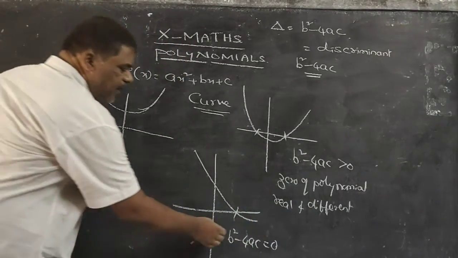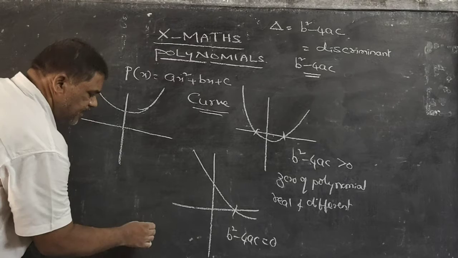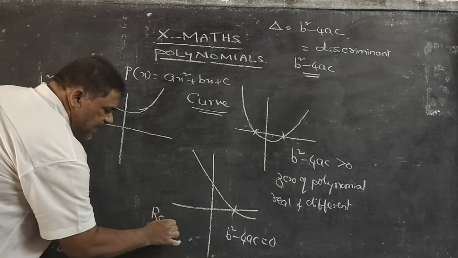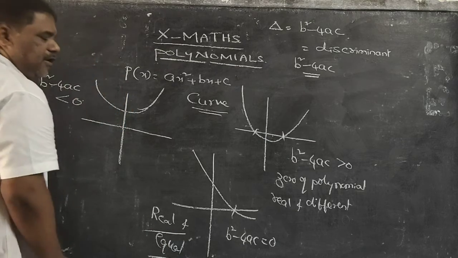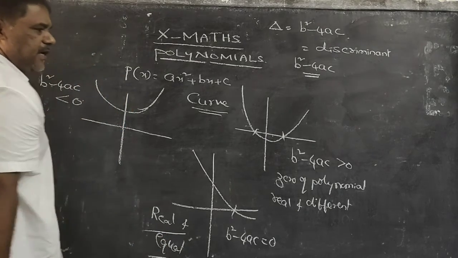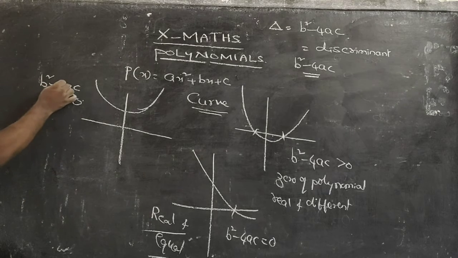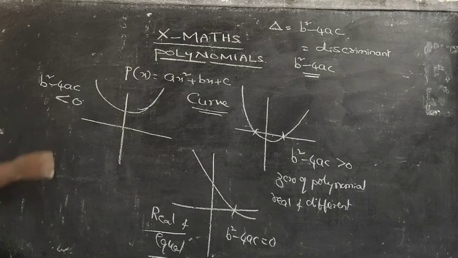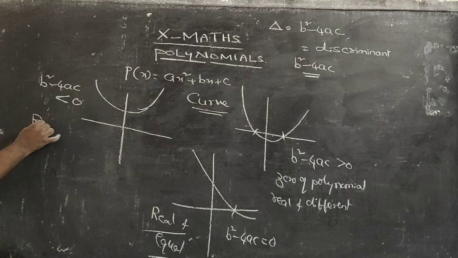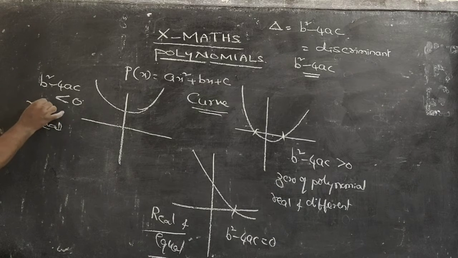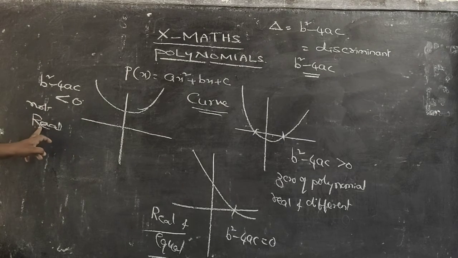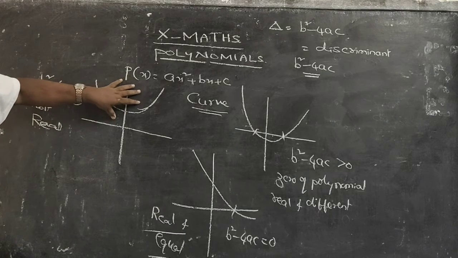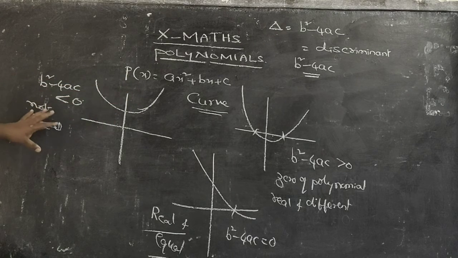If you get b square minus 4ac as 0, then the values of x are real and equal numbers. That is, the zeros of the polynomial are equal. Two values will be equal. If you get b square minus 4ac a negative number, then it indicates that the roots, that is the values of x, are not real. That means we cannot find the value of x by using the graph. They are not real numbers, they are imaginary numbers. Imaginary numbers we cannot get from the graph, so they are not real numbers.